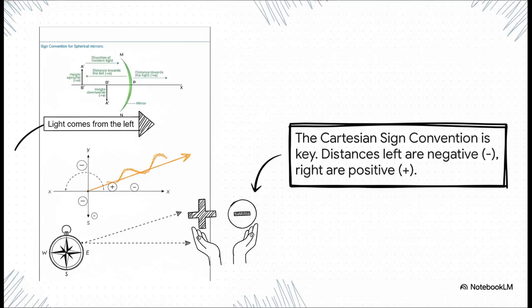Okay, but there's one catch. To make this formula work, we all have to agree on a set of rules for our numbers, what's positive and what's negative. We use something called the Cartesian sign convention. It's actually pretty easy. Just imagine the pole, P, is the 0 on a number line. Light always comes from the left. So, any distance you measure to the left of the pole is negative. Any distance to the right is positive.